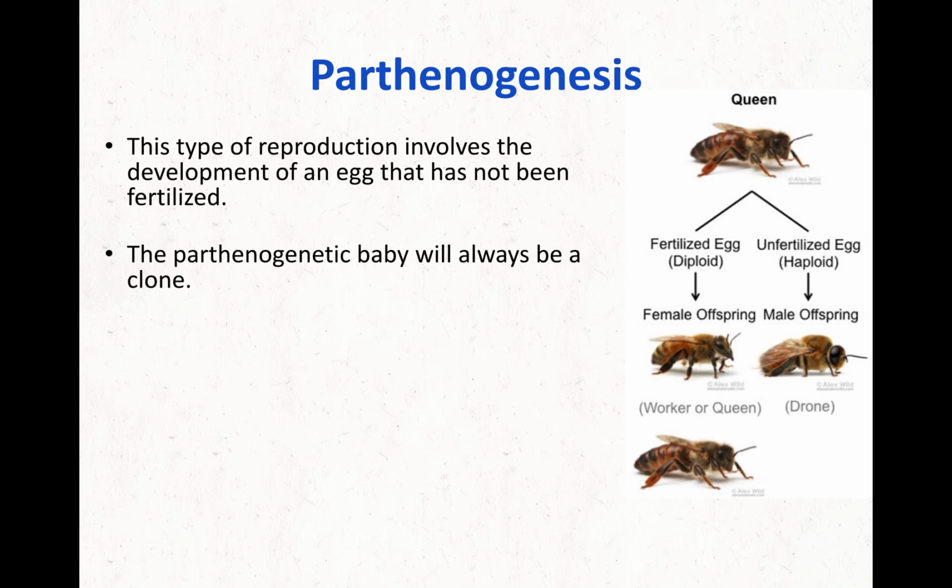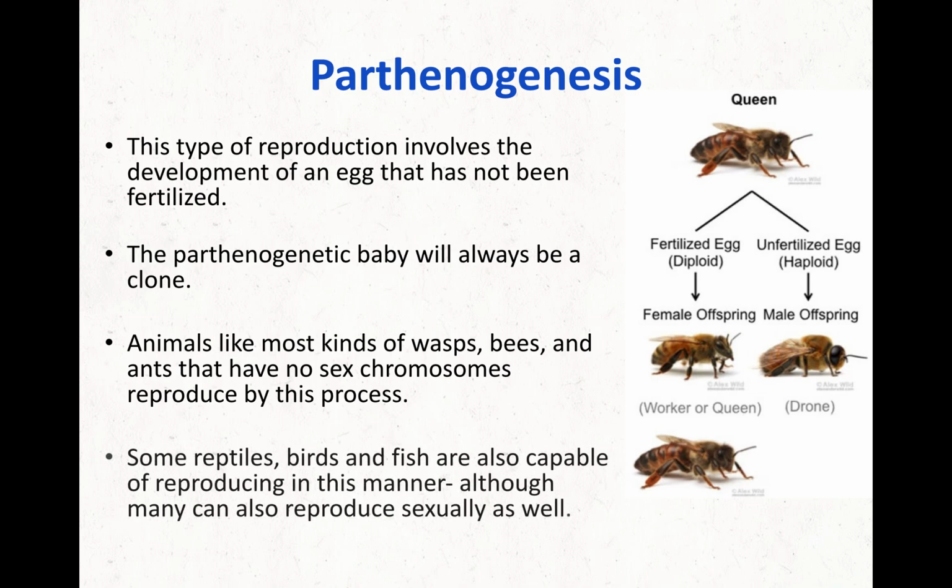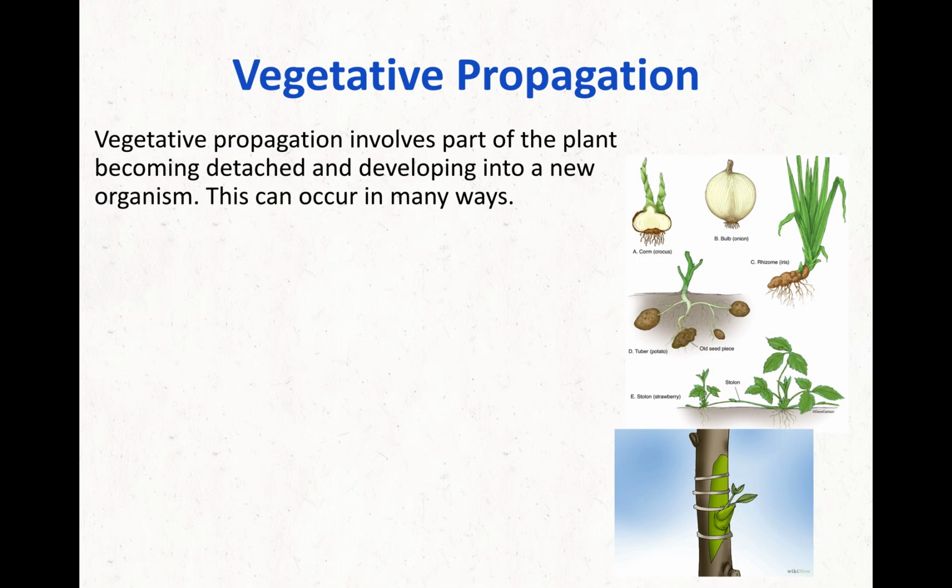Alrighty, so the parthenogenic baby will always be a clone because it is identical, well, not really identical to the queen because it's got half a set of the chromosomes, but this can happen in these sorts of organisms. Sorry, I'm going really quickly. So parthenogenesis, where an unfertilized egg can develop into a viable offspring. So obviously the half a set of chromosomes that are there allows it to develop into an offspring that is viable, can survive. You looked at vegetative propagation yesterday.